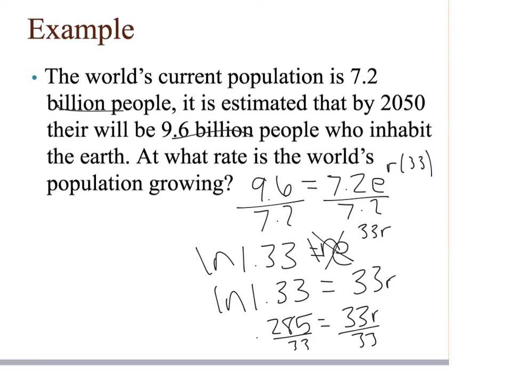Last step, just divide both sides by 33. And I get that r is equal to 0.0086, which tells me that the rate is 0.86% per year.